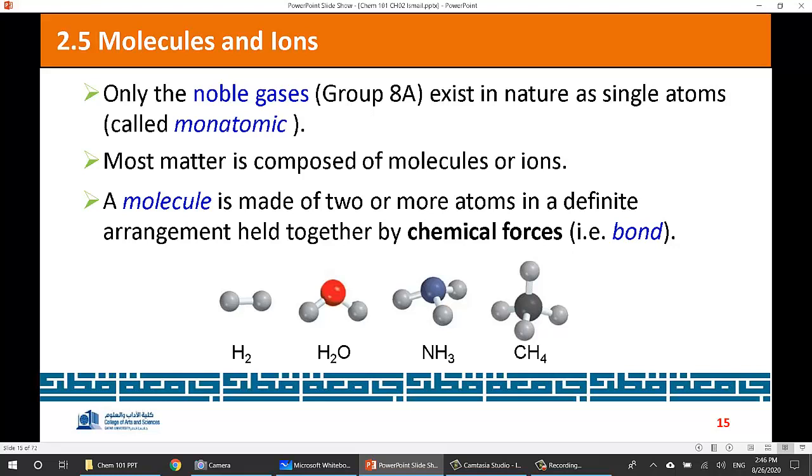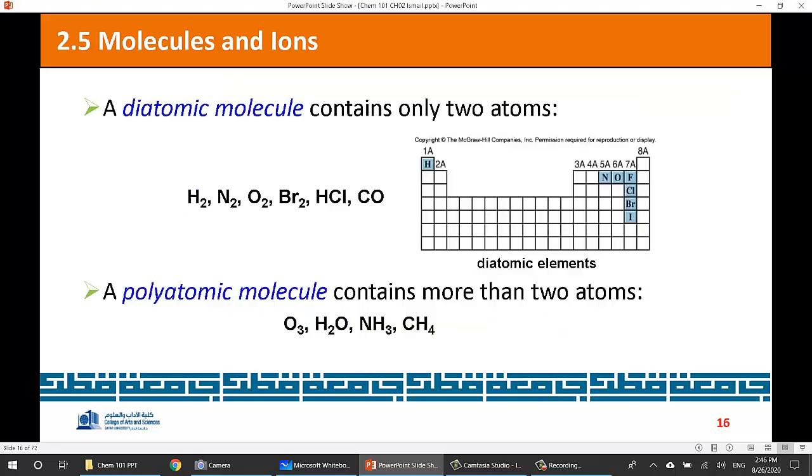So these are molecules, and they are composed of atoms. They might be the same atoms or different atoms, and they are held by chemical bonds or chemical forces. There are 2 types of molecules: a diatomic molecule and a polyatomic molecule. A diatomic molecule is composed of only 2 atoms, and it could be either homonuclear or heteronuclear. Homonuclear means it's made of the same type of atoms, like hydrogen, H2, N2, O2, Br2, or Cl2. These are homonuclear diatomic molecules.